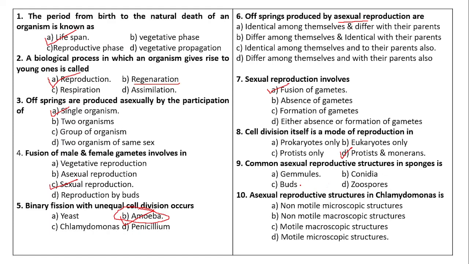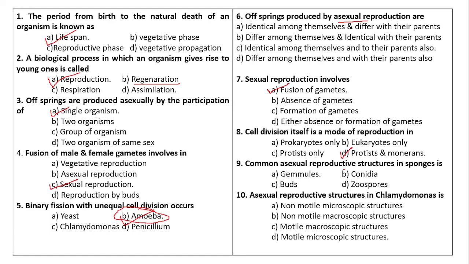Sponges will be showing what? Gemmules as well as buds as their asexual reproductive structures. Conidia are not seen in the sponges, and zoospores are not seen in the sponges. So options B and D will be deleted, and the remaining are two: the gemmules and buds.